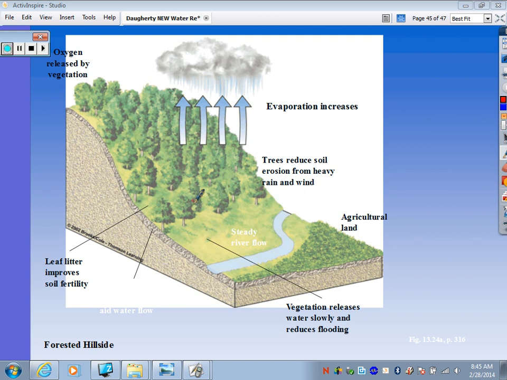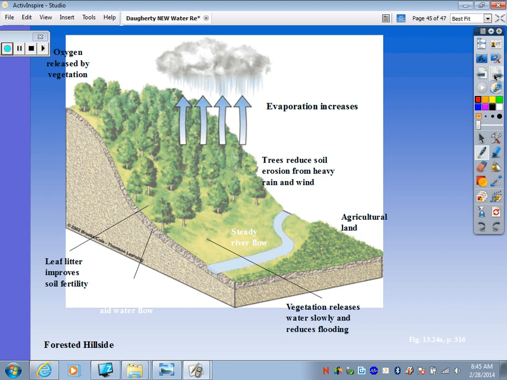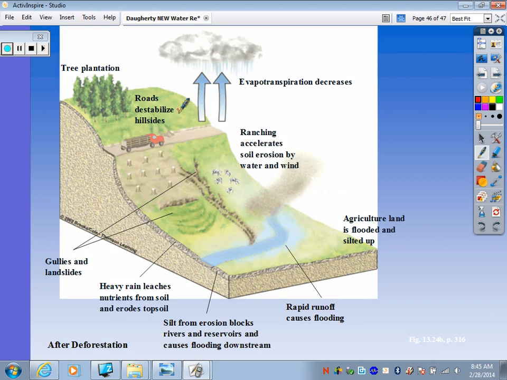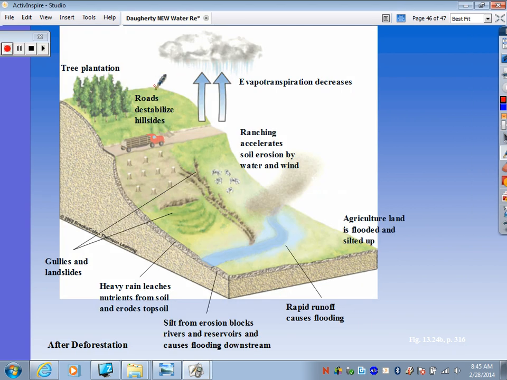Your soil is going to be nice and spongy and porous, so it's going to be able to allow water to infiltrate. And so you've got a nice steady flow of water. You've got a steady river flow here. This is a type of situation where you would have reduced erosion and water would be able to easily infiltrate the land. However, once you remove all those trees, it's showing now you can have landslides and gullies.